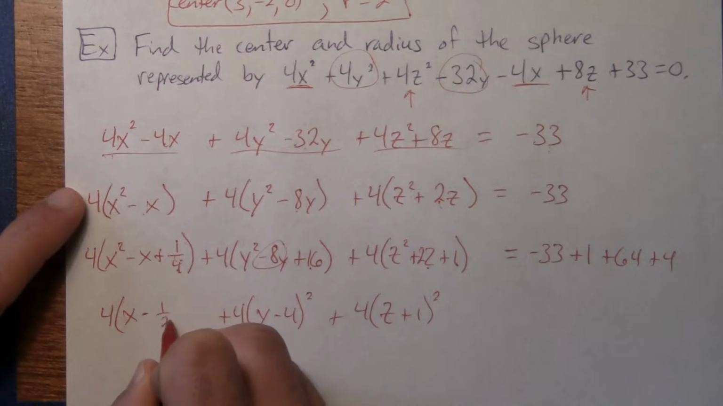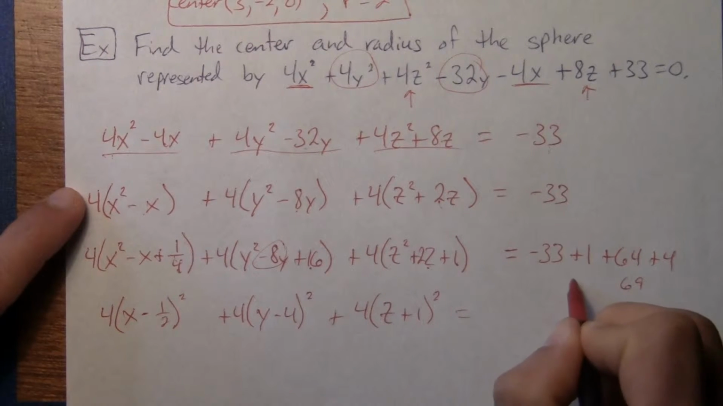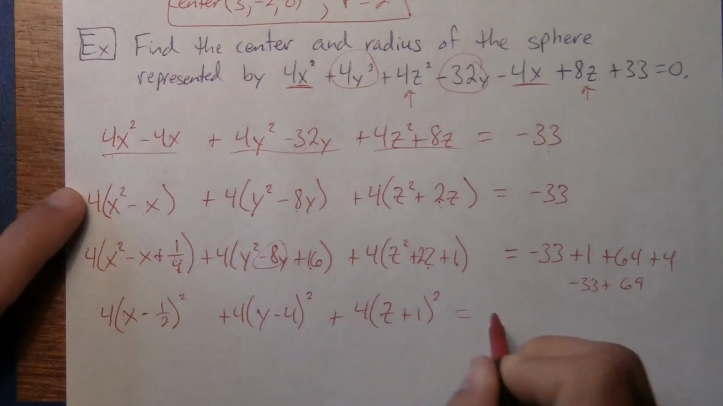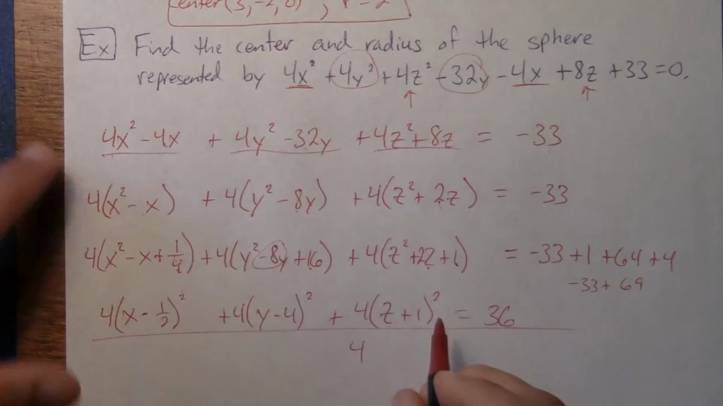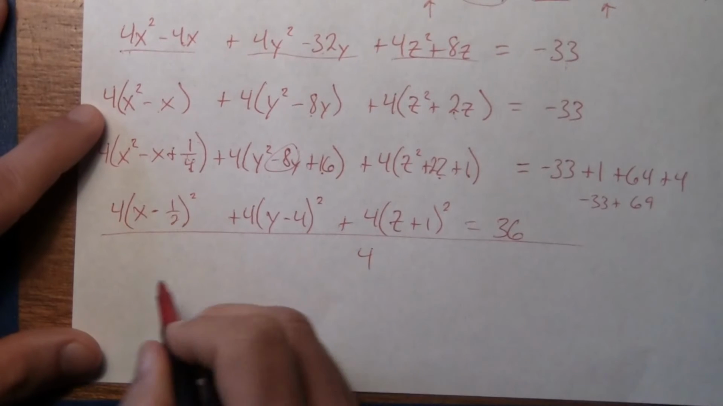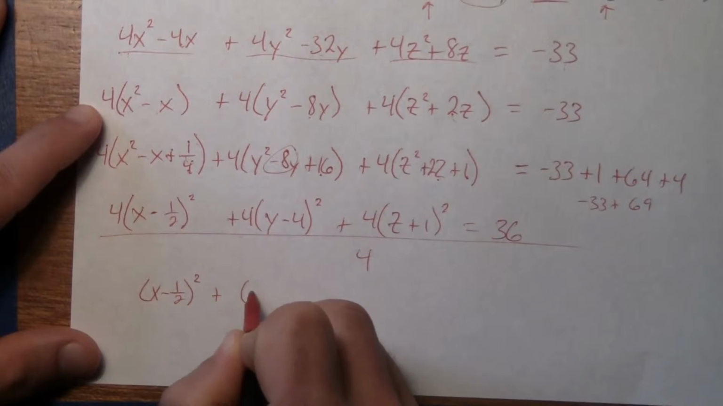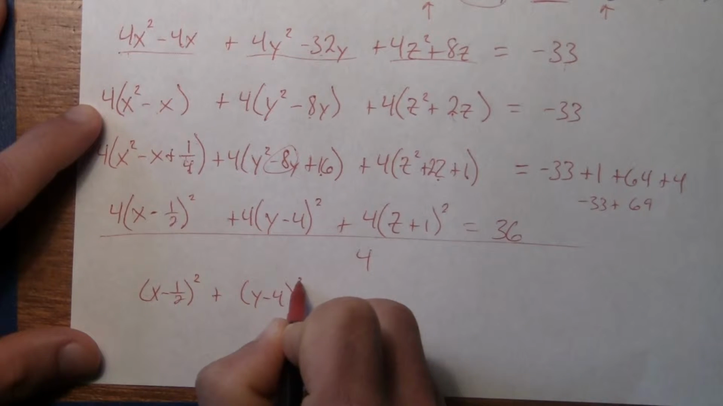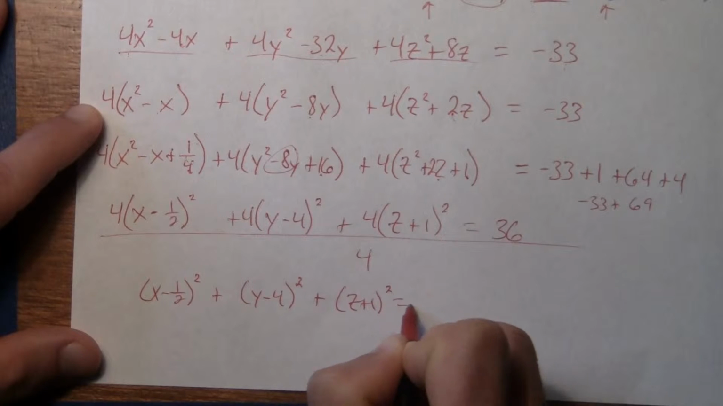Make sure you pay attention to the sign. Squared. Equals, this looks like that's 69, negative 33. Looks like that's going to give me 36. And now is when I say, okay, now let's go ahead and divide everything by 4. And that's going to give me x minus 1/2 quantity squared plus y minus 4 quantity squared plus z plus 1 quantity squared is equal to 9.